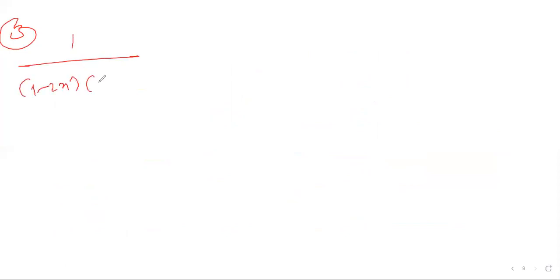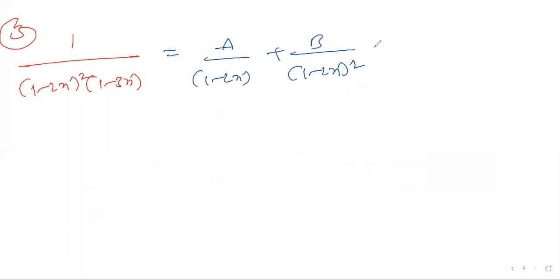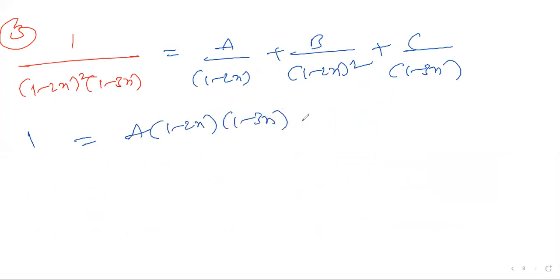1 by (2x) whole square, 1 by 3x. So toppers, please open here. A by (1 minus 2x) plus B by (1 minus 2x) whole square plus C by (1 minus 3x). Please take the LCM. 1 is equal to A times (1 minus 2x) into (1 minus 3x) plus B, (1 minus 2x) whole square is available, times (1 minus 3x), so C by (1 minus 3x), available (1 minus 2x) whole square. Denominator I don't want, right? Already cancellation is done from my side.